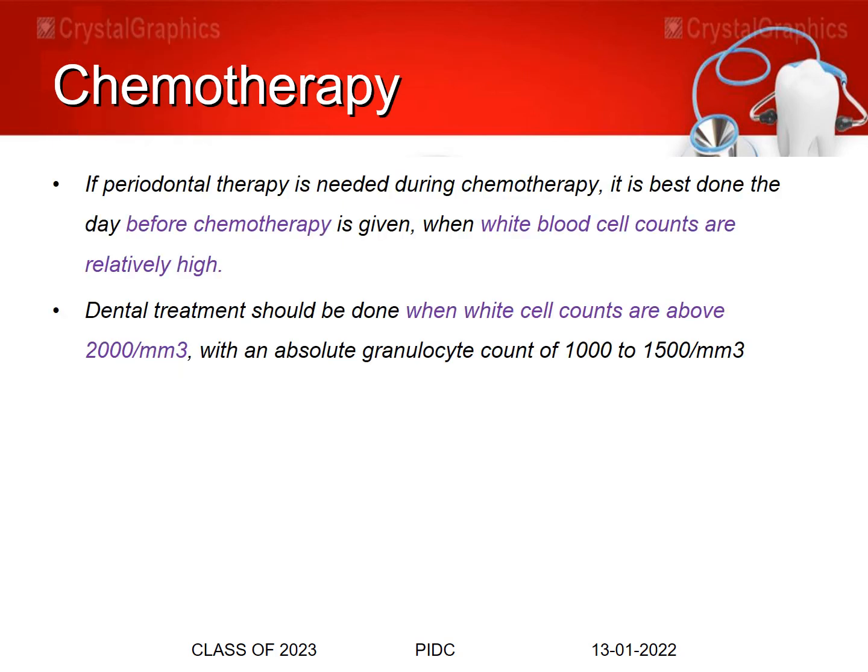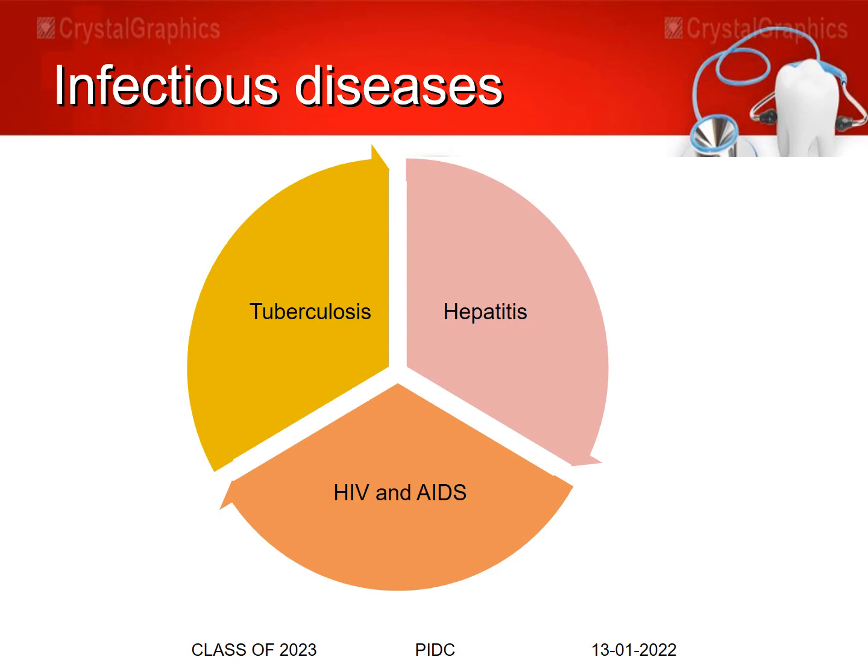If periodontal therapy is needed during chemotherapy, it is best done a day before chemotherapy is given, when the white blood cell counts are relatively high. Dental treatment should be done when the white blood cells are above 2000 per cubic millimeter, with an absolute granulocyte count of 1000 to 1500. Infectious diseases such as tuberculosis, hepatitis, and HIV/AIDS also require proper attention.